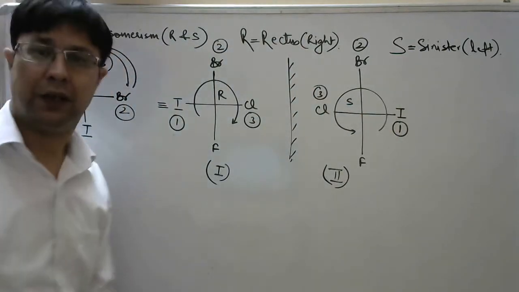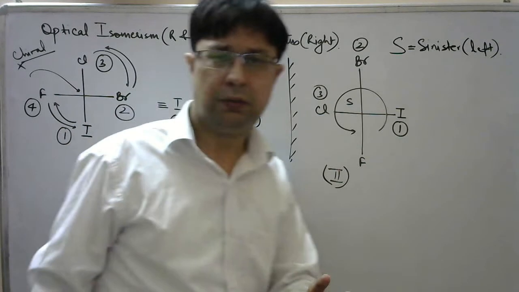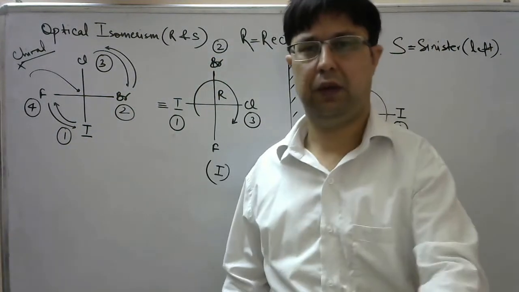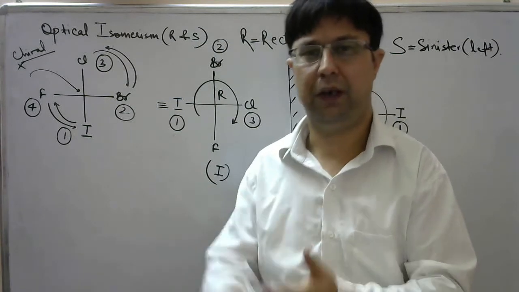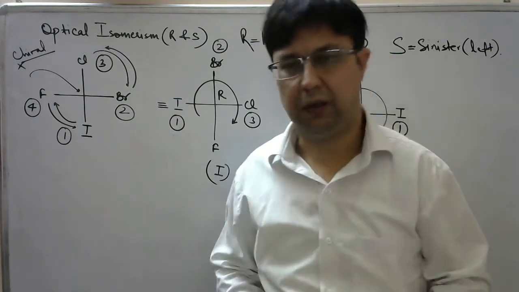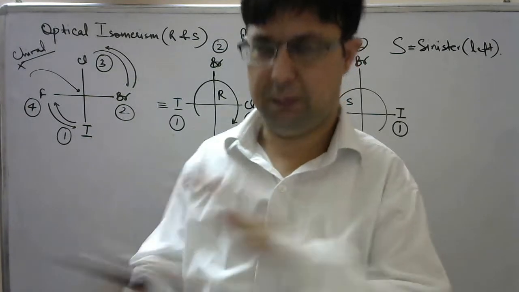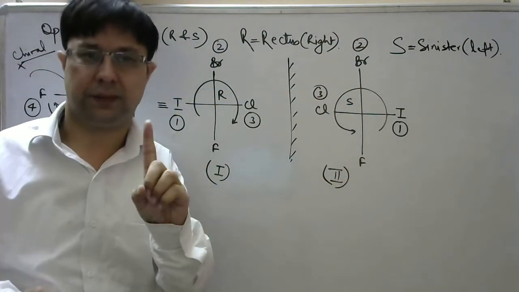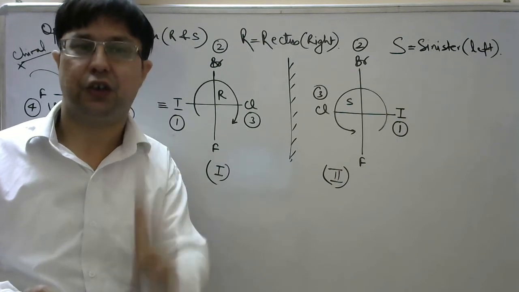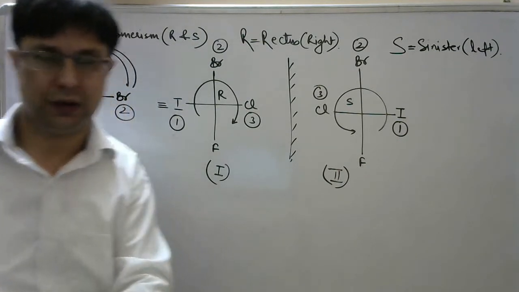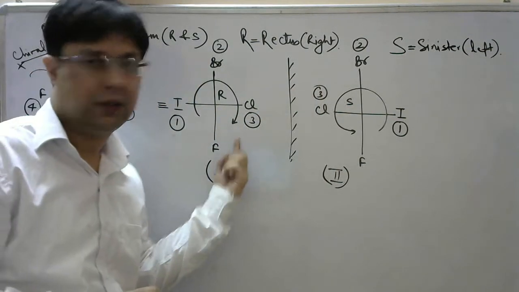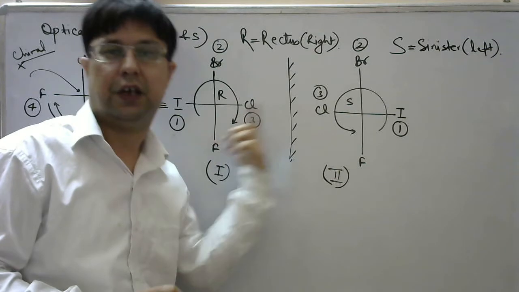What do we call these? Enantiomers. All the physical and chemical properties of enantiomers, like boiling point, melting point, solubility, and chemical reactions, will all be the same. But they will differ in only one aspect, and that is the action on plane polarized light. If one is rotating the plane polarized light to the right hand side, the other is rotating it to the left hand side. That means they are enantiomers.